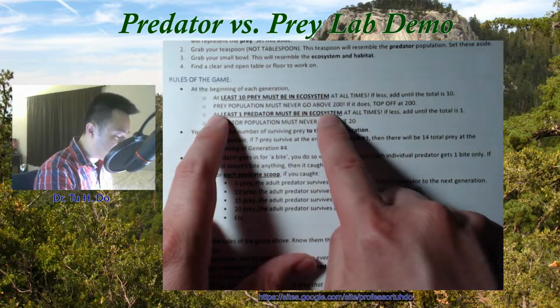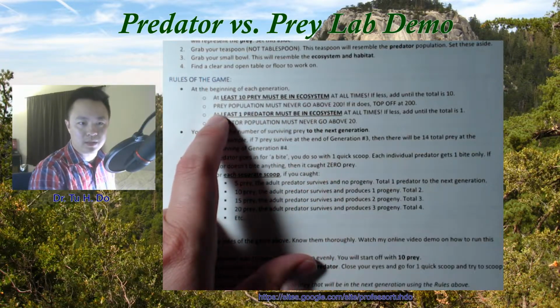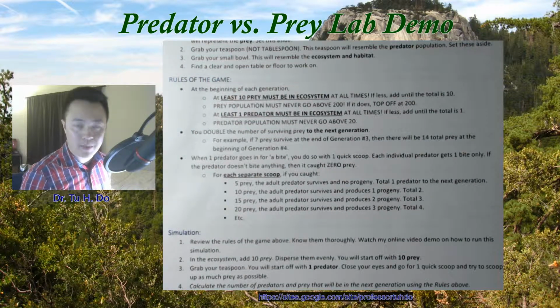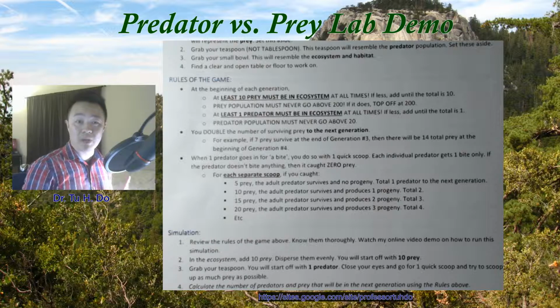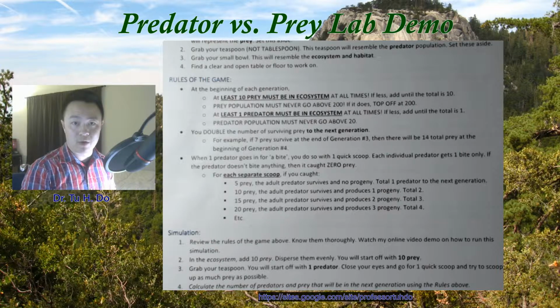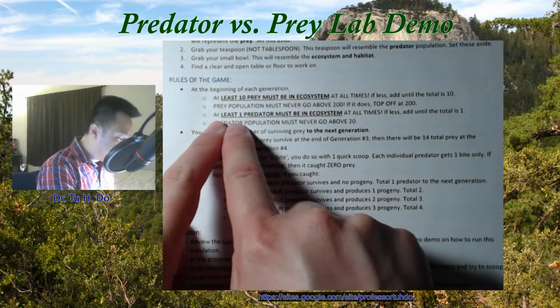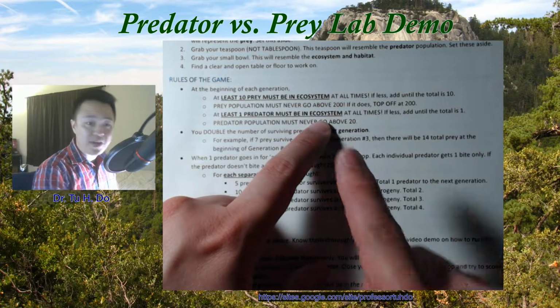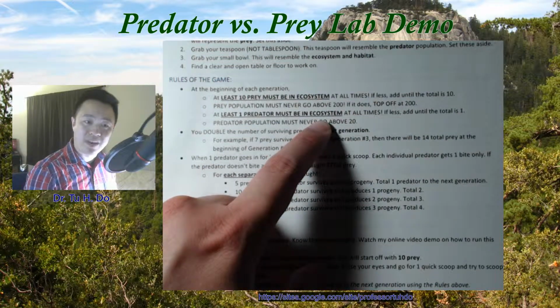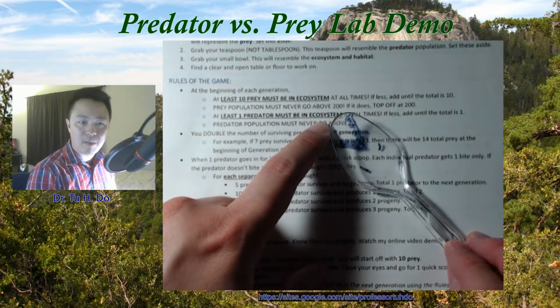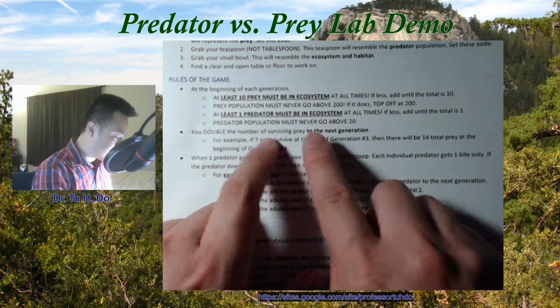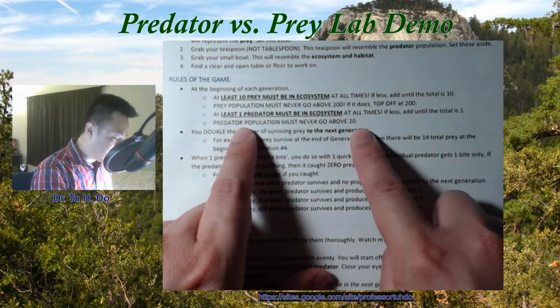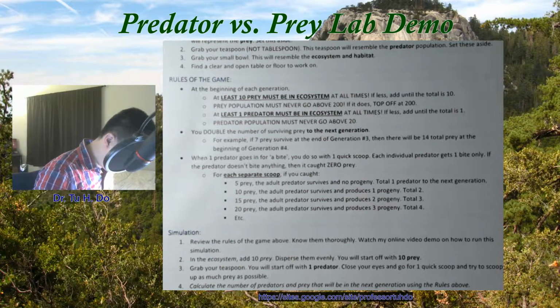The prey population must never go above 200. At that point, it's just astronomical. It's too difficult to manage, so we'll cap it off at 200. If you find out at the beginning of the generation that it goes above 200, cap it at 200. Don't go above that. Again, every lab has a different cap number. At least 1 predator must be in the ecosystem at all times. If at the beginning of a generation you find that you have less than 1 predator, migrate 1 in. And the predator population must never go above 20.